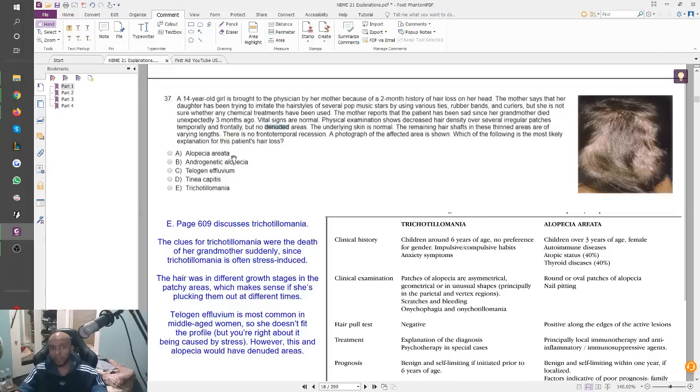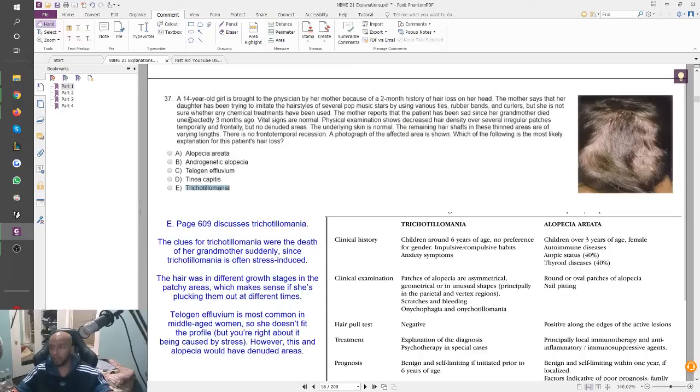With no denuded areas, you knock out alopecia areata, you knock out androgenetic alopecia. Androgenetic alopecia would be knocked out also because of no frontotemporal recession. Frontotemporal recession is male pattern balding. That's what androgenetic alopecia is. You knock that out. Telogen effluvium, you've probably never heard of. Tinea capitis would be tinea, and this patient does not have ringworm, so that's not an answer. Trichotillomania makes sense. This is a psychiatric issue, and it falls onto this patient because she's probably stressed out due to her grandmother's death, right?